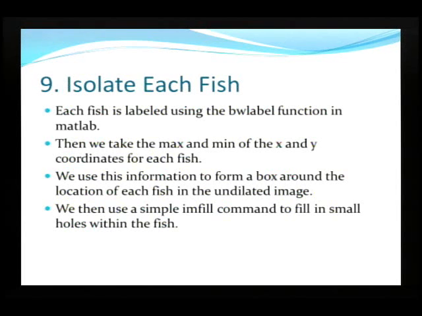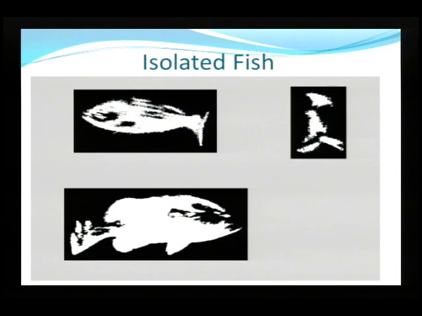So each fish was labeled using the bwlabel function in MATLAB. After that, we took the max and min of the x and y coordinates of each fish to isolate them. Then I used this information to form a box around the location of each fish. After that, I used the imfill command to fill in the small holes within the fish once it was isolated. So these are the pictures of all the fish once they've been isolated.